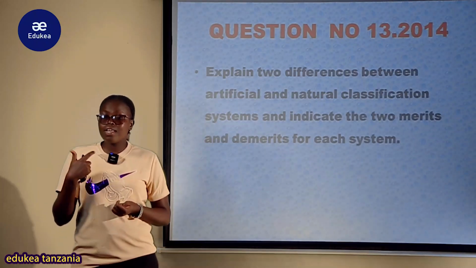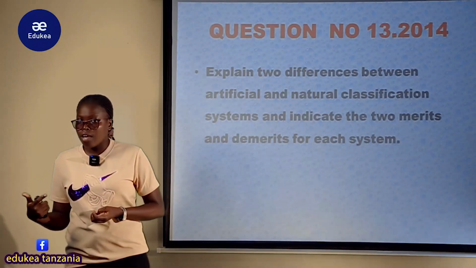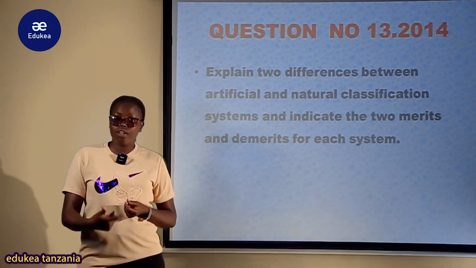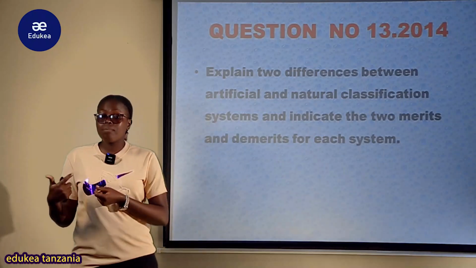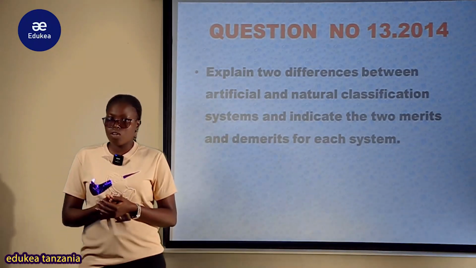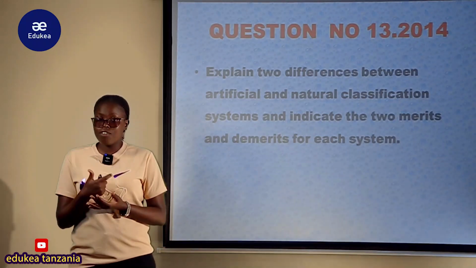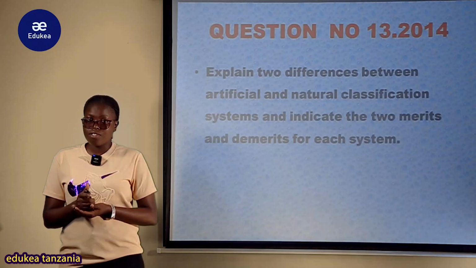Also, they tend to classify organisms based on the evolutionary relationship that organisms possess. They base it on looking at the common ancestor. What are the ancestors of this particular group? So that is one of the greatest differences between these two kinds of classification system.